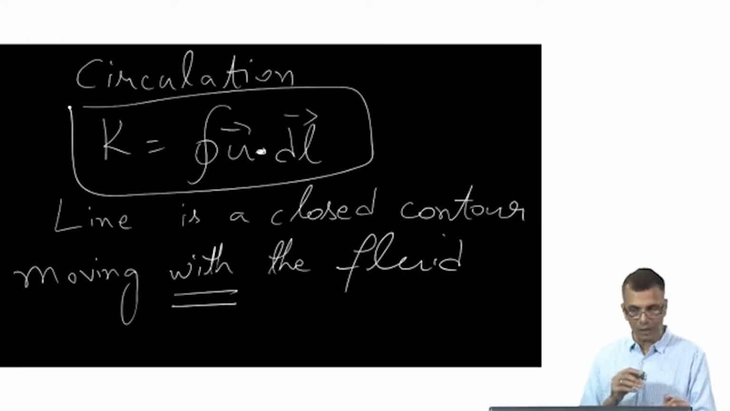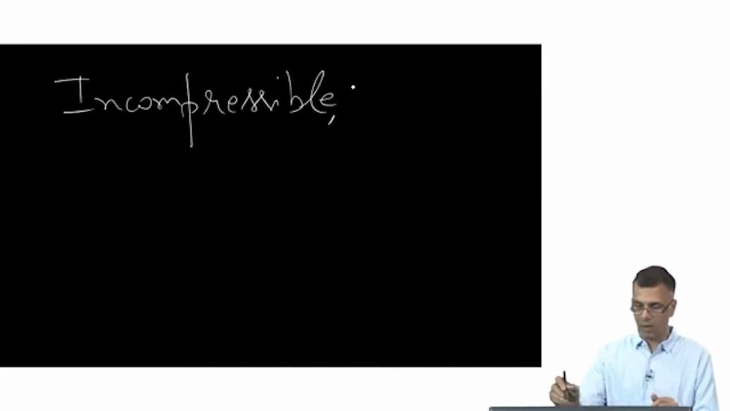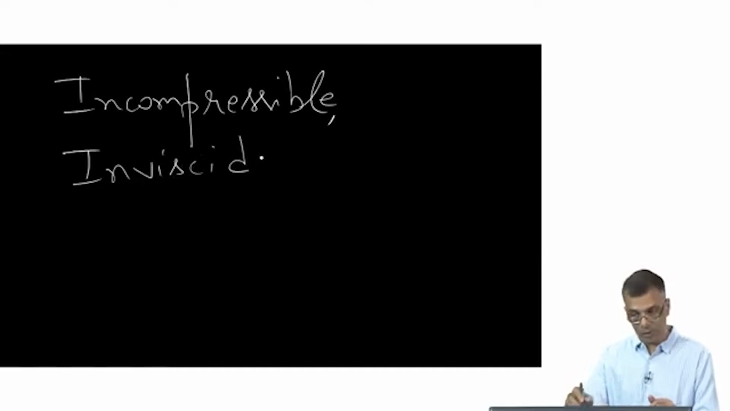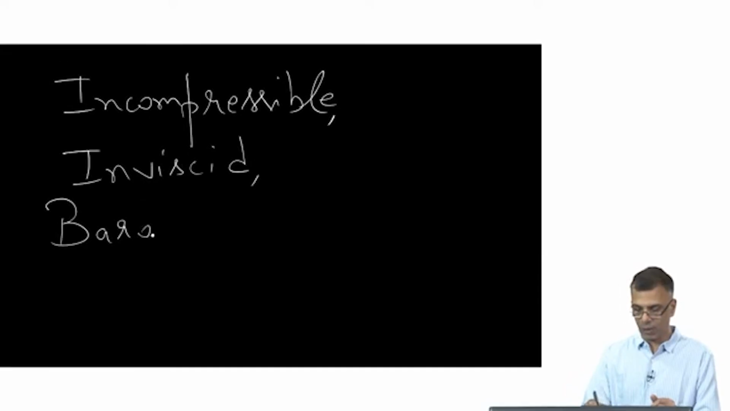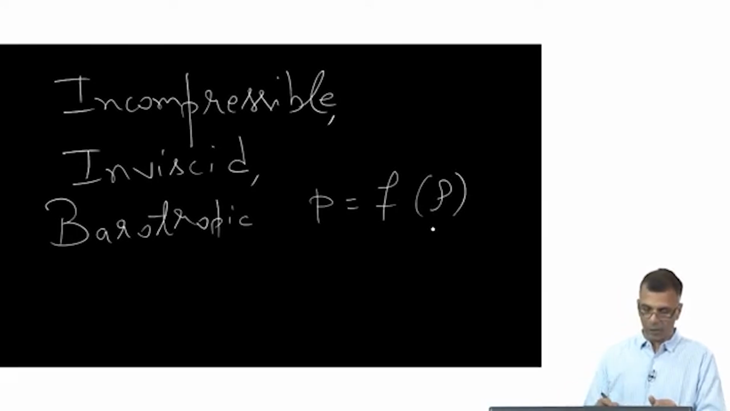And the next thing I want to say is that this entire discussion is valid for incompressible fluids, meaning the divergence of U is 0; inviscid, meaning the viscosity is negligible; barotropic, essentially saying that the pressure P is a function of rho; and fluids under the influence of conservative body forces.